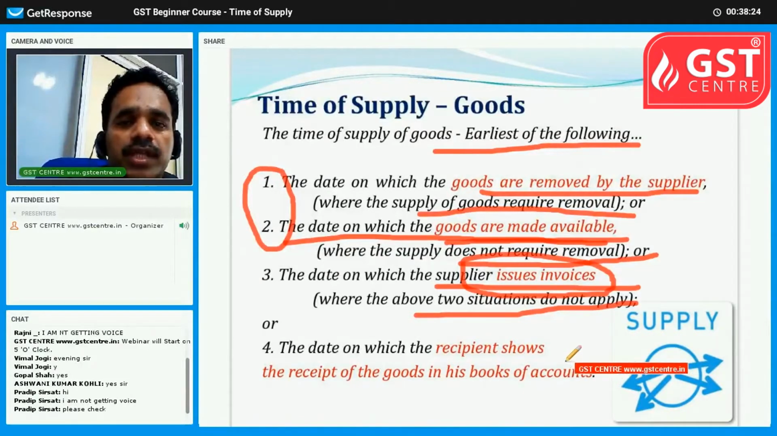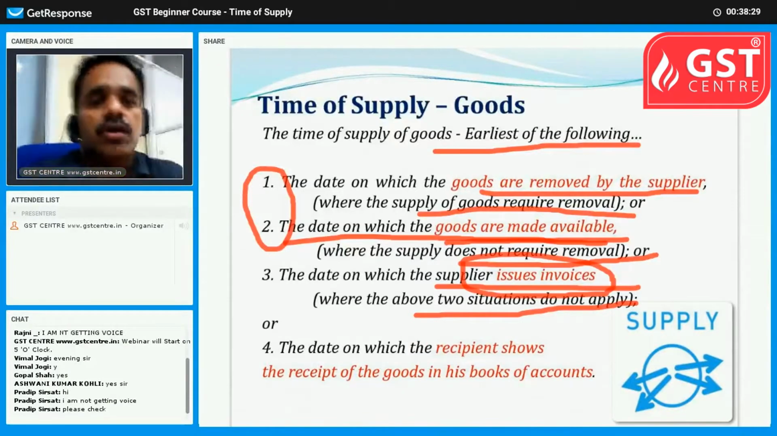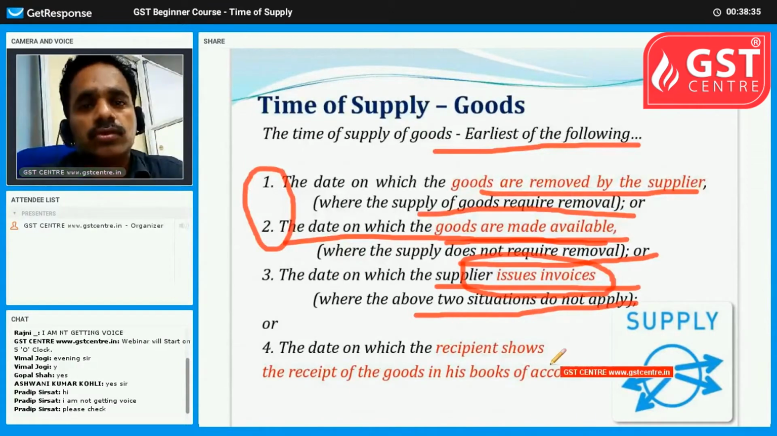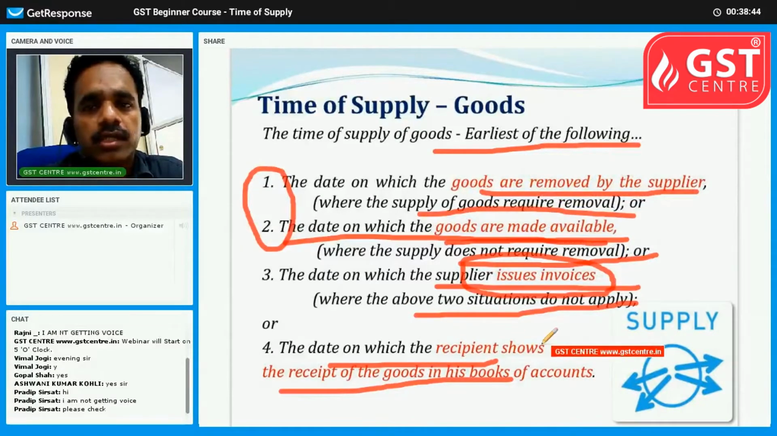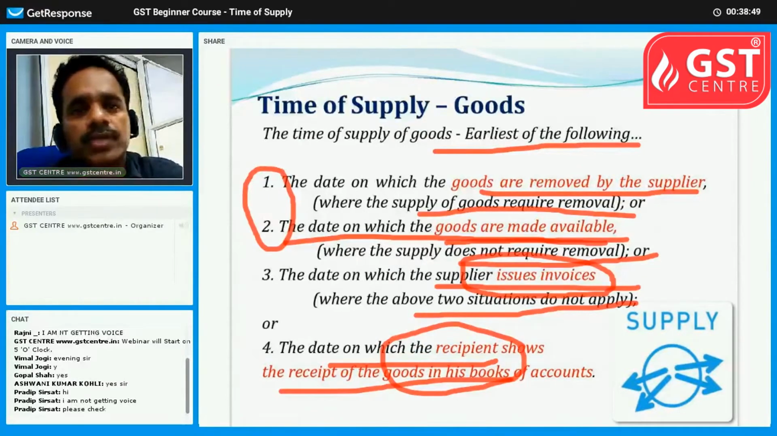And the fourth one is the date on which the recipient shows the receipt of the goods in his books of accounts. So it is applicable when these 3 points are not available or not happening earlier, then this one will be taken. This is changed in the revised model GST law, issued in November. So these 4 dates should be identified for determining the time of supply.